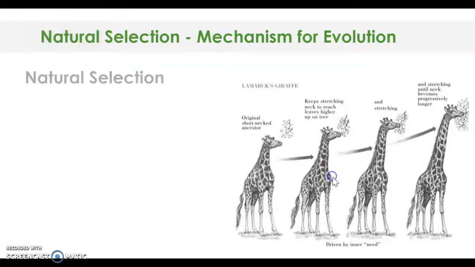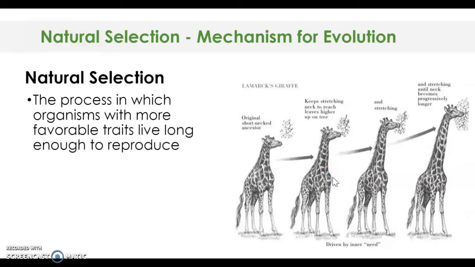Now, natural selection is the process in which organisms with more favorable traits live long enough to reproduce. So if you are an organism that has an advantage, you're going to live longer. You're going to pass those good genes on. So if you look here at Lamarck's giraffe example, he said the ones that have the taller necks are going to live longer because the food source is always higher. This short-necked giraffe is going to die quicker. He can't get enough food. So this tall giraffe will have more time to reproduce with mates and pass on these good genes.